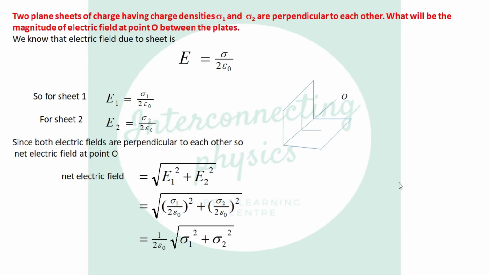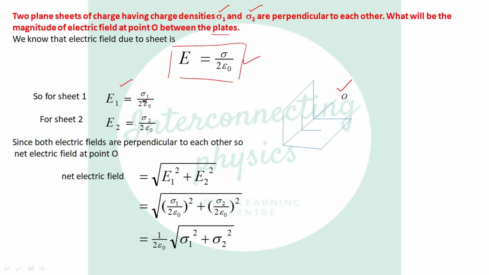Now come to some questions. Suppose we have two plane sheets having charge densities sigma 1 and sigma 2 that are perpendicular to each other. What will be the magnitude of the electric field at point O between the plates? A very important question from a competitive point of view and also for board exams. Now, you know the electric field due to a sheet is sigma over 2 epsilon naught.